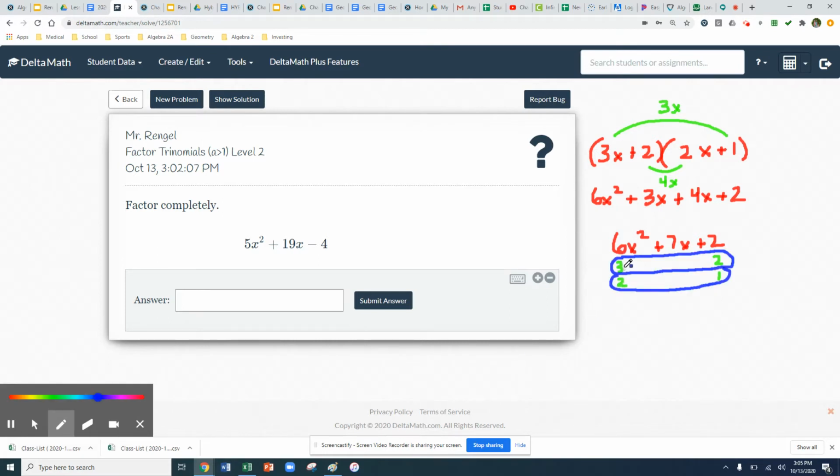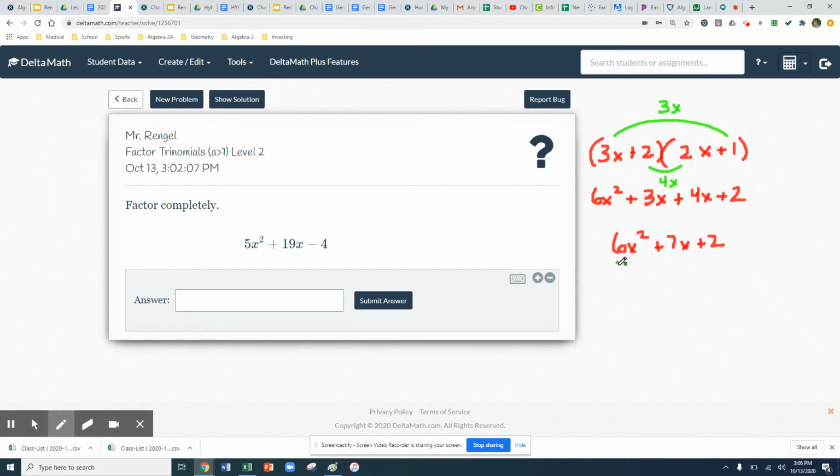Now what I've done when I've listed these factors is I have really made two binomials that I'm going to do a quick test on. So this is 3x plus 2 right here. This is 2x plus 1. And I'm going to show you next how we can do a little test to see if we can get those outsides and insides to add up to 7x.